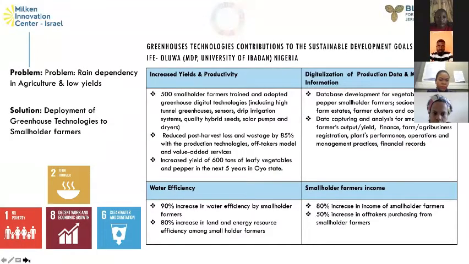Another example was Caleb, who's working on green energies for smallholder farmers in Oyo State in Nigeria, and increasing yield for 600 tons of leafy vegetables and peppers over the next 5 years in Oyo State, by again putting together a portfolio of identifying production technologies, also information and data inputs and database development for smallholder farmers to give them access to that type of technology to improve their output and their income, their water efficiencies, and in so doing, increase the income of smallholder farmers, and very key here, also provide information and connections to the supply chain so that offtake agreements are for smallholder farmers as well.